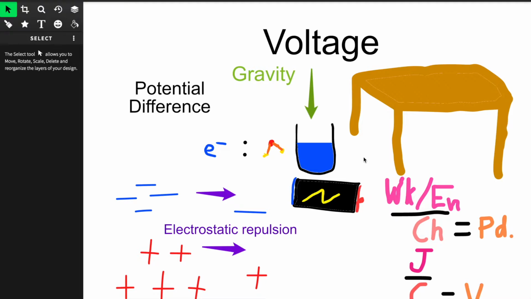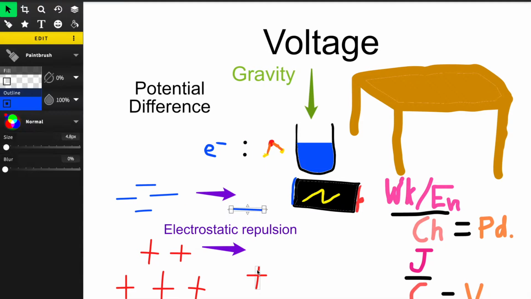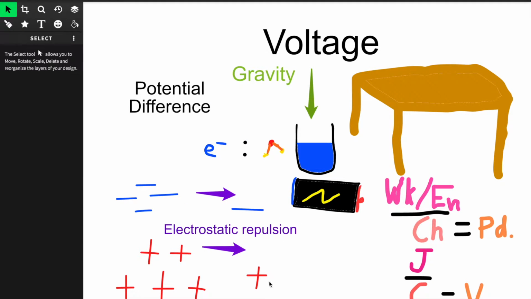So, we already know what charge is, and we know that like charges repel and opposite charges attract. So, a positive charge and a negative charge will attract, while a negative charge and a negative charge will repel, and a positive charge and a positive charge will repel.